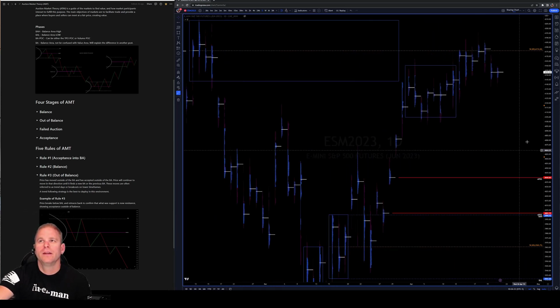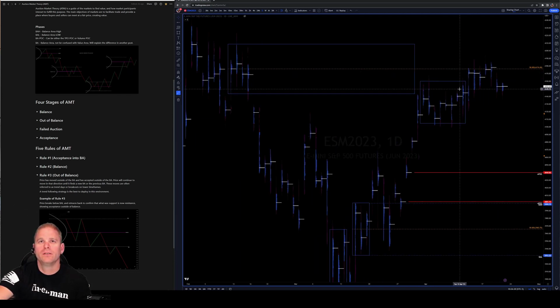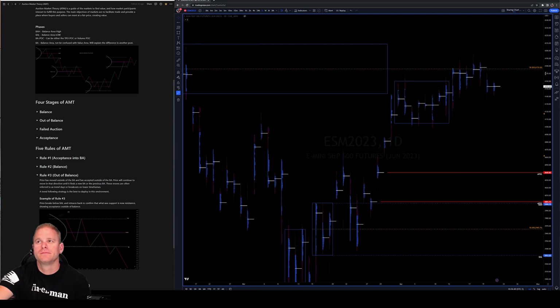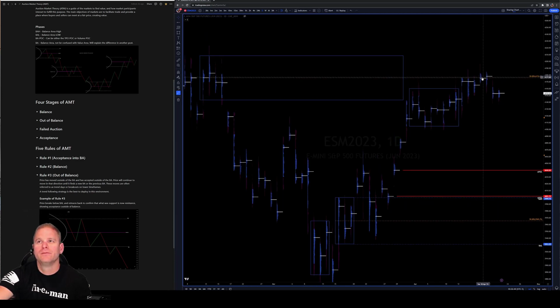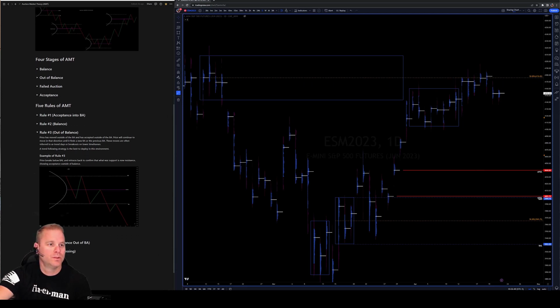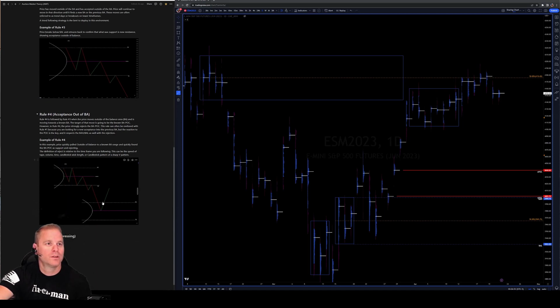Oh, look. Huh. See, I didn't have the replay on, and look at what happened. We actually did go exactly to that midline of this balance area. And so this is what, rule number? This one right here, rule number 4.